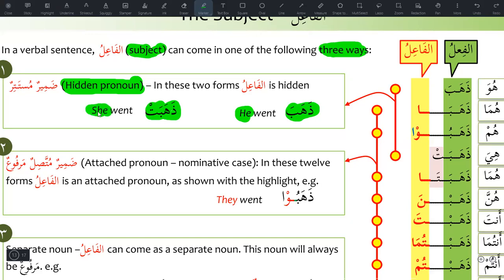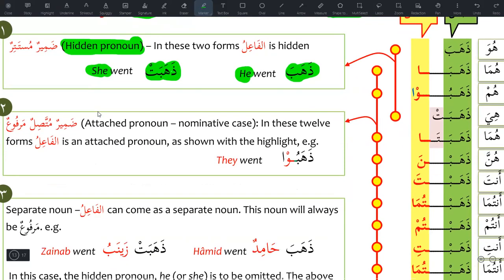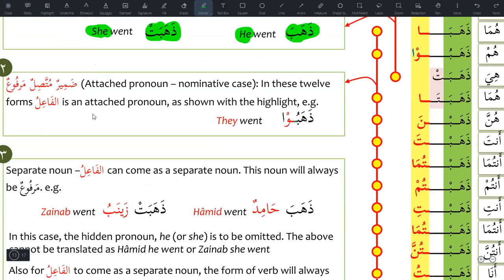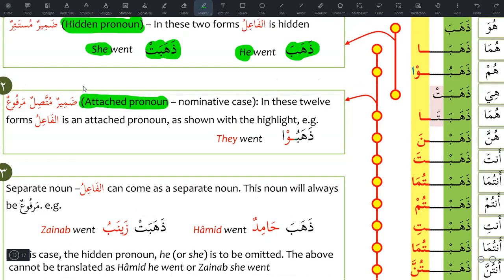The fa'il is still there in the verb, but it is hidden. So this is one way. The fa'il can come in a verbal sentence in a hidden way. Number two, damir muttasil, attached pronouns. A fa'il can be an attached pronoun.